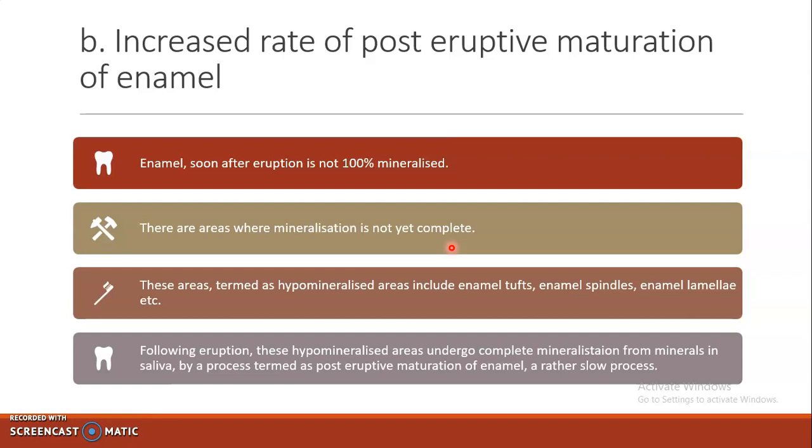So I repeat, whenever the enamel erupts into the oral cavity, it is not 100% mineralized. It has many areas called hypomineralized areas. These are those areas where the mineralization is not yet complete. The examples include the enamel tufts, enamel spindles, and enamel lamellae. And following eruption, these hypomineralized areas undergo complete mineralization over a period of a few months, and this process on the whole is called the post-eruptive maturation of enamel, which is a very slow process.